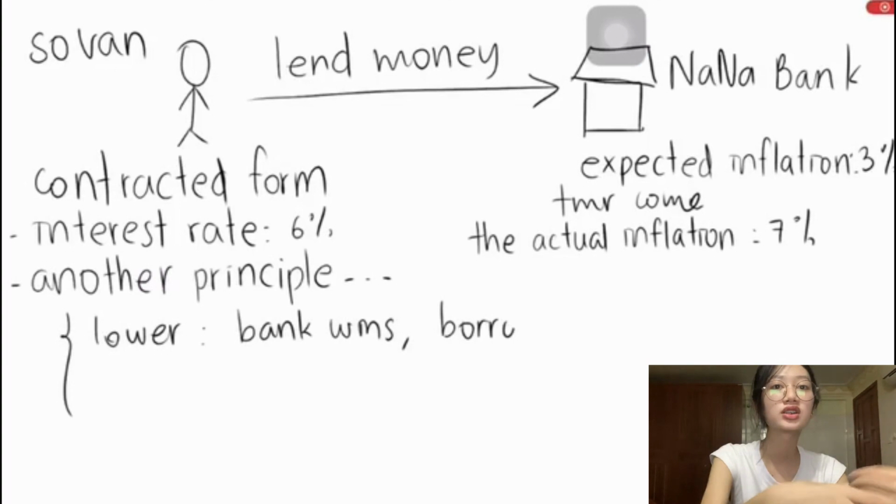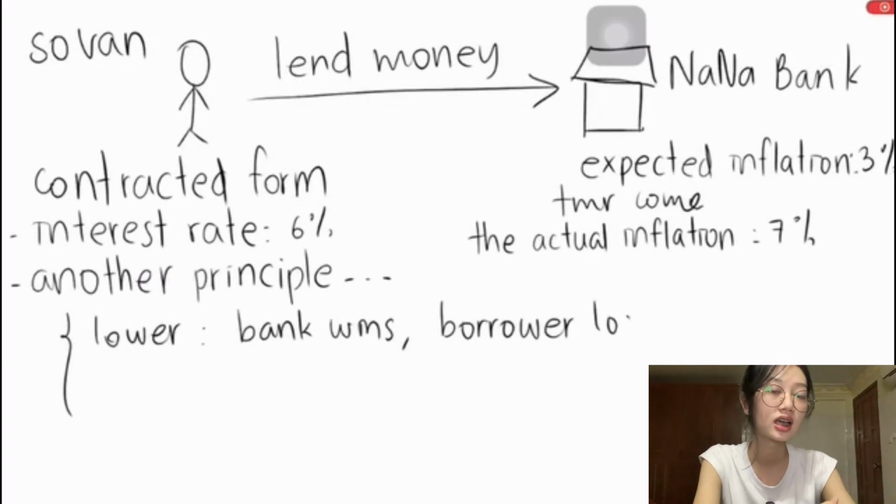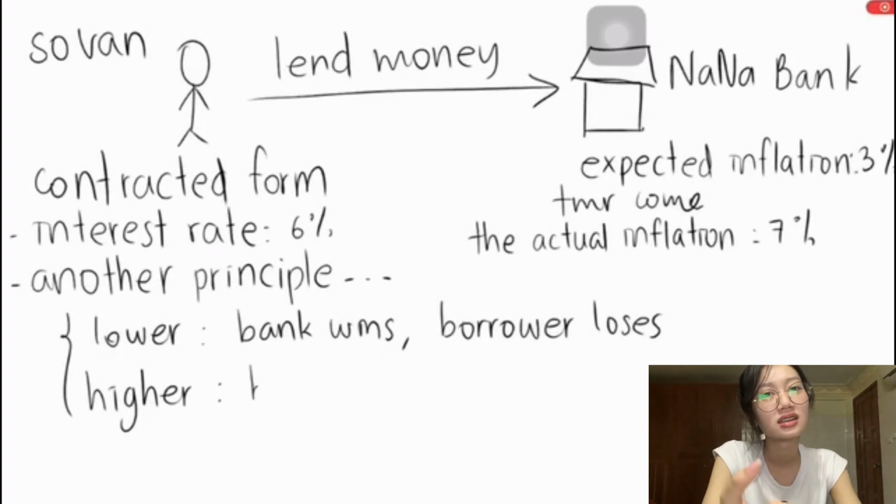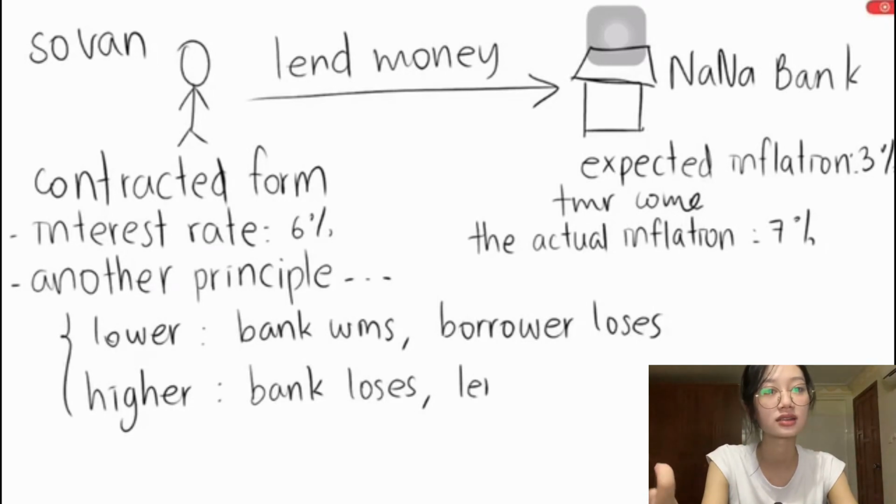But if inflation is lower than expected, then the bank wins and the borrower tends to lose, meaning the redistribution of wealth goes to the bank, and someone has to pay more money to the bank.